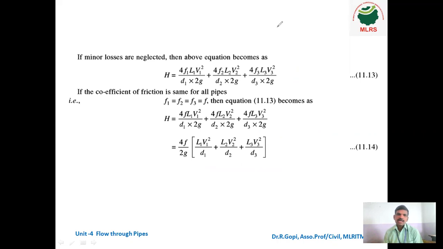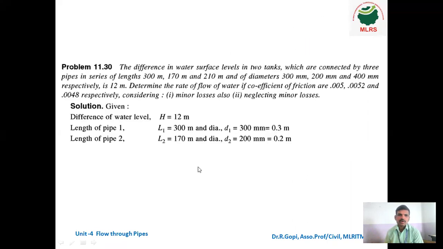In the question, if they ask to consider minor losses also, it means you have to consider all the minor losses whatever we discussed previously. Otherwise, if the question says don't consider the minor loss, only consider major loss, then this is the formula. So let us see one problem. Please all of you listen to this problem. This is an important 10-mark question in compound pipes in series.